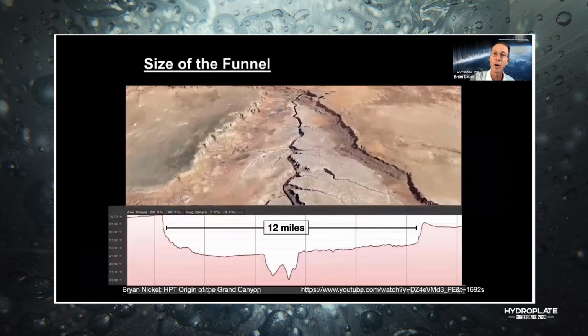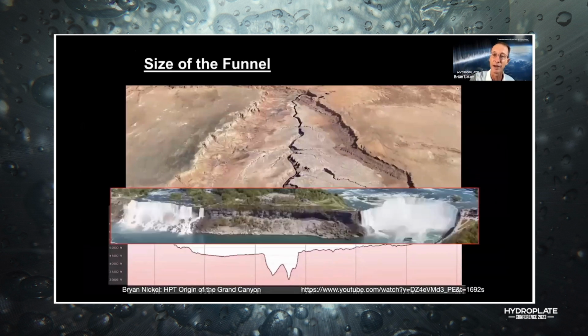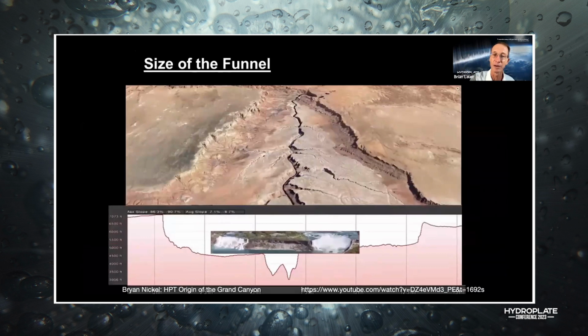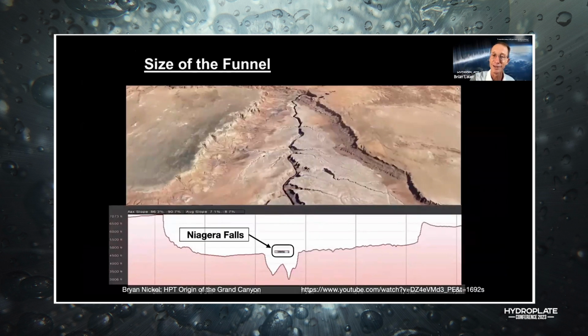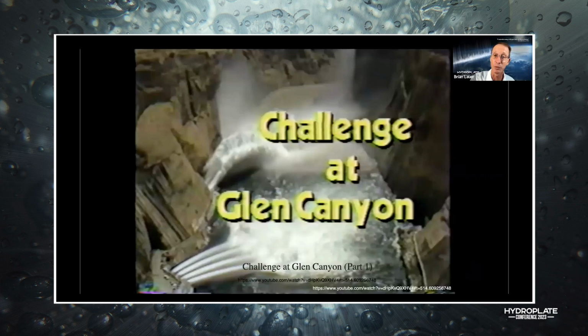Then it spreads out. And to put this in perspective with Niagara Falls, this is 12 miles wide. Niagara Falls is about 3/4 of a mile wide. So the funnel compared to Niagara Falls, and just think if all that was water gushing through, just think of the damage that would do. Just think of all the sediment that would wash away. And just think of all the weight that's pushing down on the mantle that would get washed away.